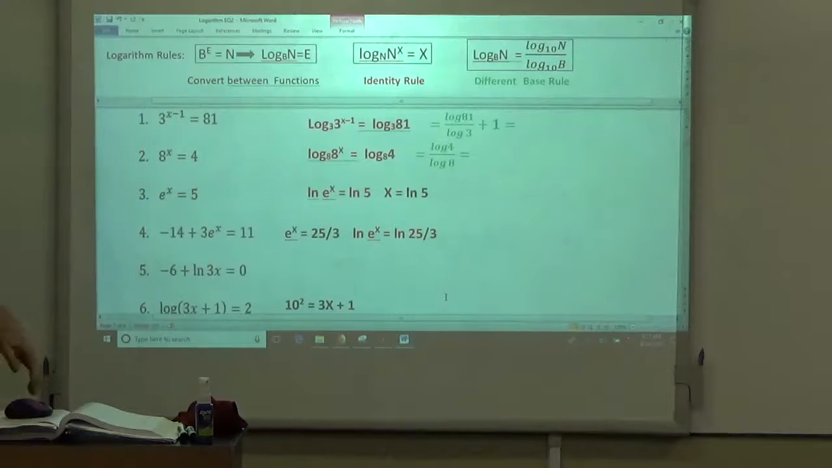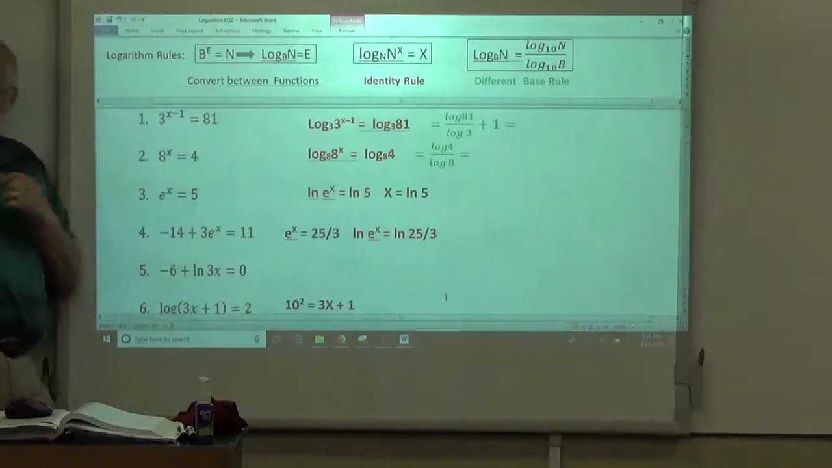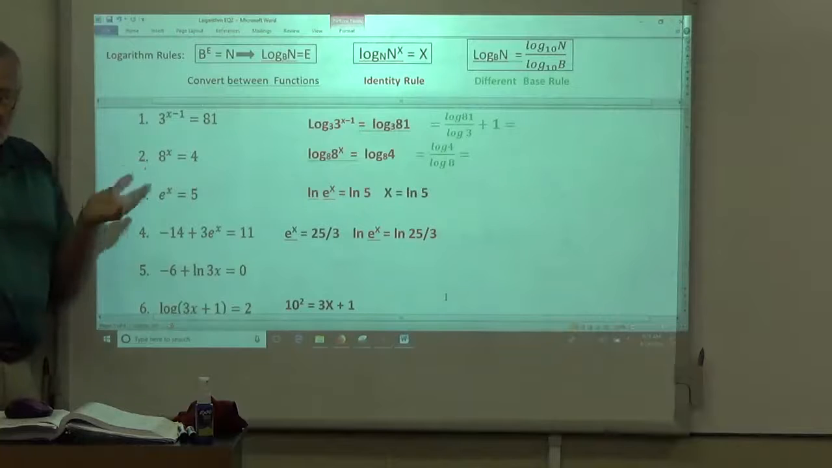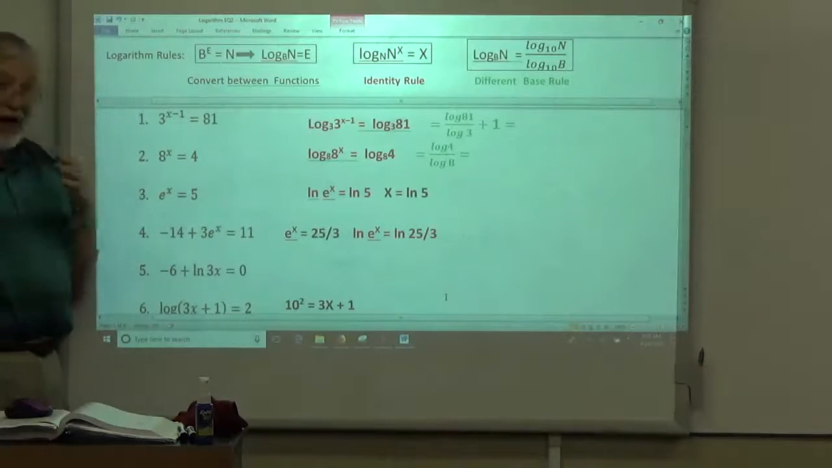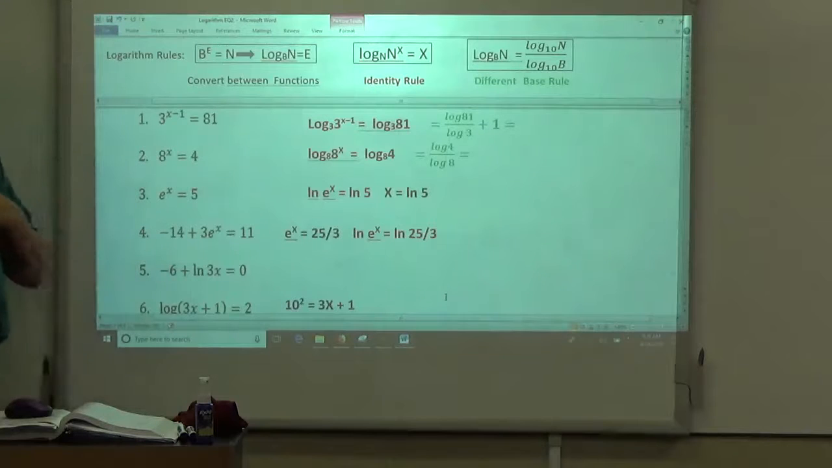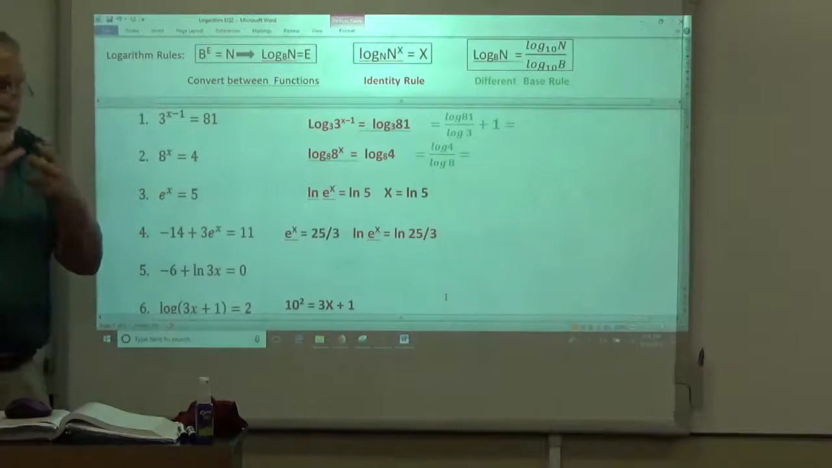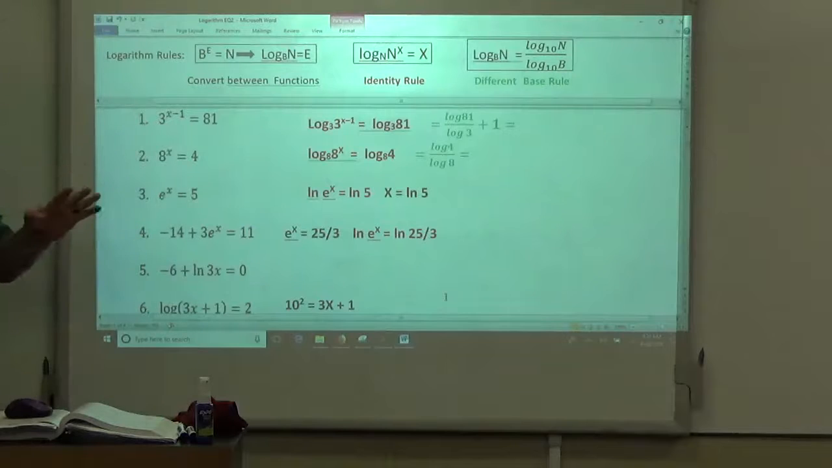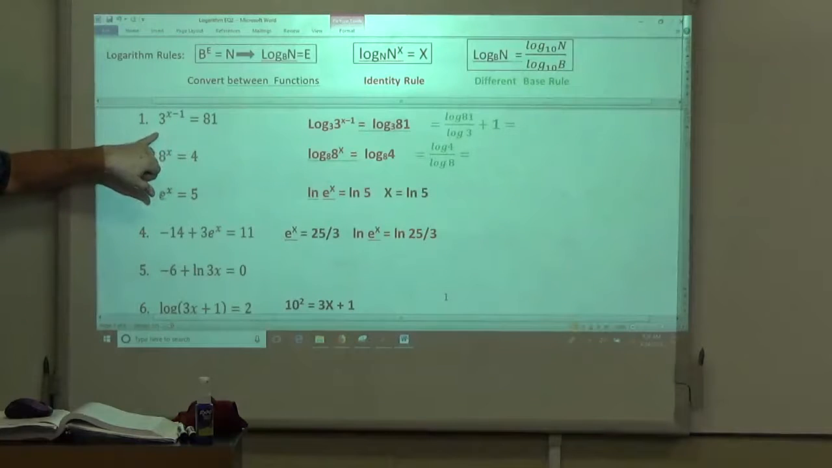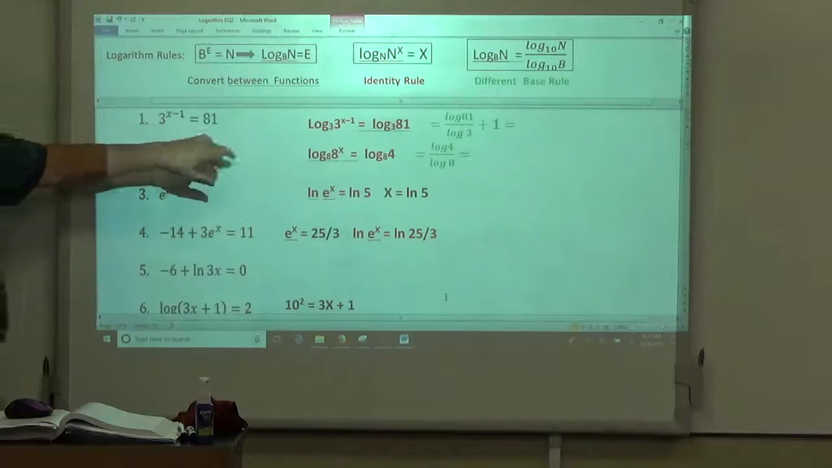Alright, now here's the first problem. Okay? Now, you're given this, and the first thing, I don't know the answer, do you? Yeah. Now, I personally know that 3 to the 4th power is 81, because 3 times 3 is 9, and the other 3 times 3 is 9, and 9 times 9 is 81. But if I didn't know that, then what I'd have to do is change this to a logarithm.